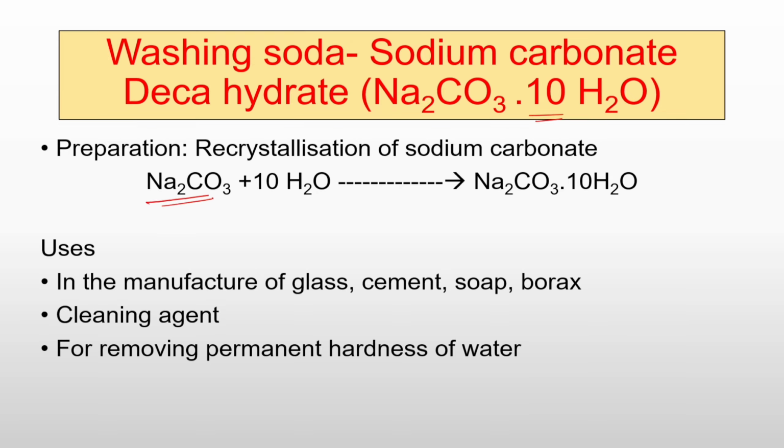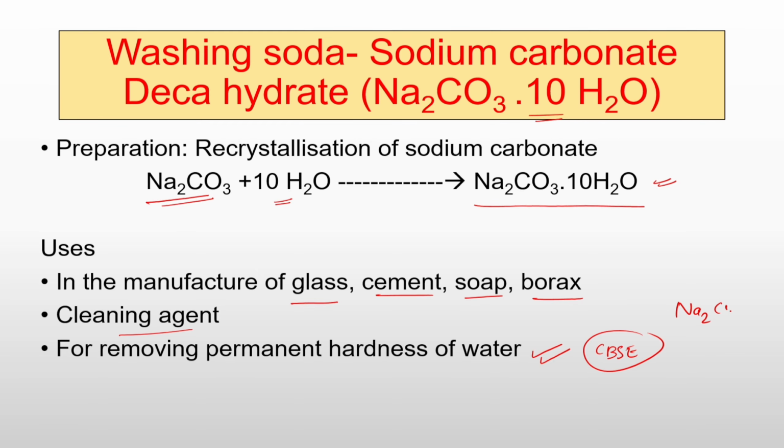When sodium carbonate comes in contact with moisture, air or water, with 10 molecules of water, it forms Na2CO3.10H2O. This is called washing soda. It is used for manufacturing of glass, cement, soap, borax. It is also a very good cleaning agent, and this application is very important. This has come in some year, I think a CBSE board question: Which chemical is used to remove the hardness of water? That is your washing soda, Na2CO3, sodium carbonate.